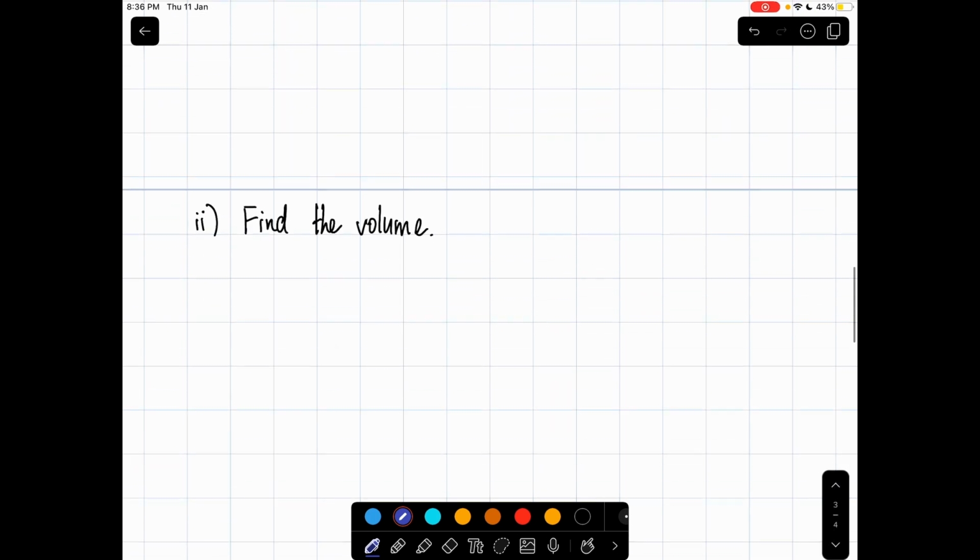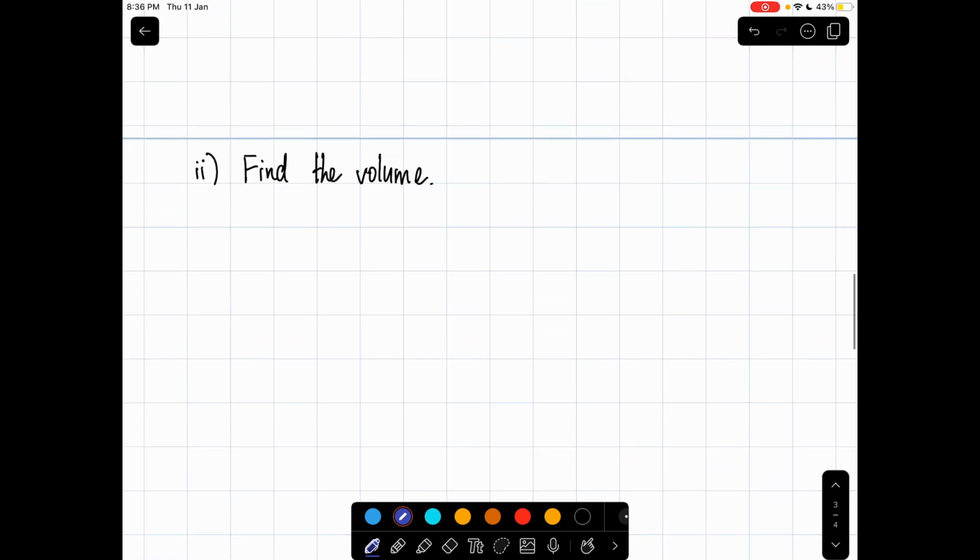Alright, let's move on to the next question. Find the volume. This is also easy. I will give you some time. Carry on. 5, 4, 3, 2, 1. That's time. So to find the volume, we have already learned in our primary school that the volume of a cube is length times width times height.